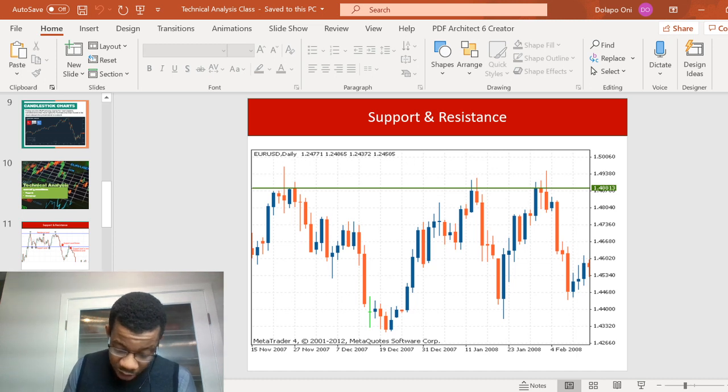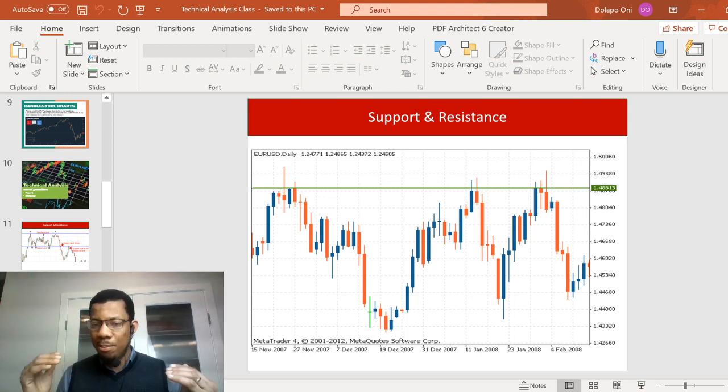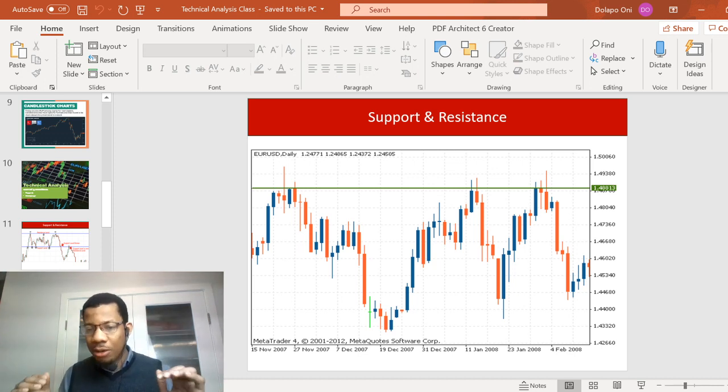Someone's asking what drives support and resistance levels. That means you're probably just joining the class. But if you're not just joining the class, you would understand that, as I said, support and resistance levels are psychological price points. They are price points in the minds of traders in the markets where they feel this asset is tapped out. In other words, we shouldn't buy above this price or we shouldn't sell below this price.